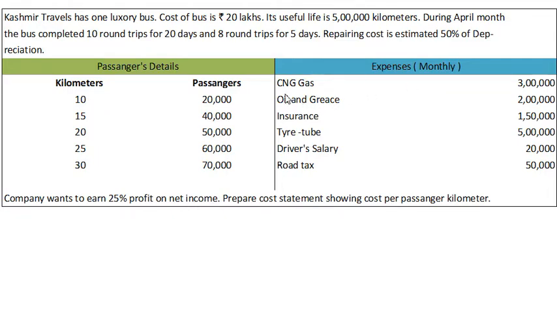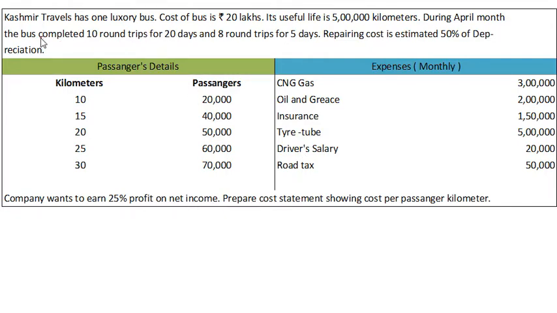Monthly expenses: CNG gas expense rupees 3 lakh, oil and grease rupees 2 lakh, insurance 1,50,000, tire tube rupees 5 lakh, driver's salary rupees 20,000, road tax rupees 50,000. Company wants to earn 25% profit on net income. From this information we have to prepare a cost statement showing cost per passenger kilometers.